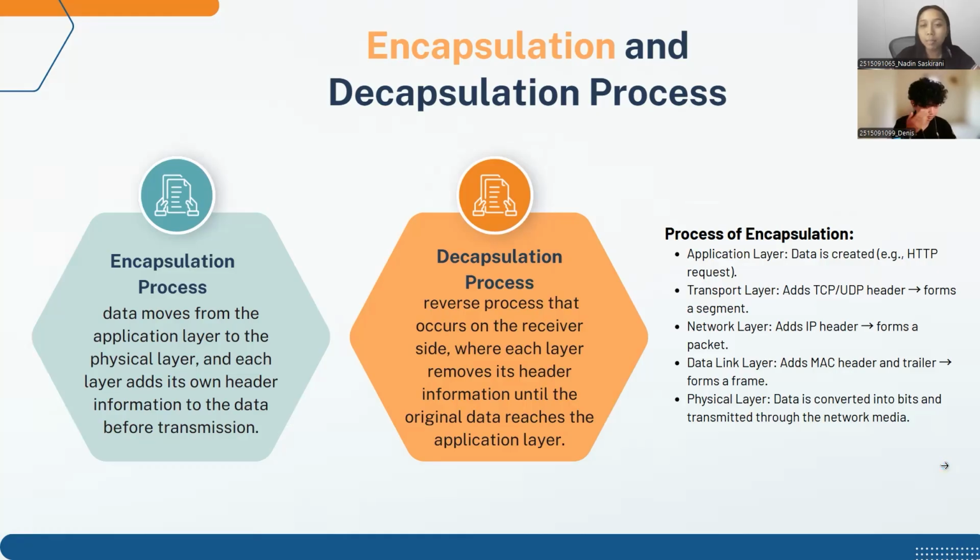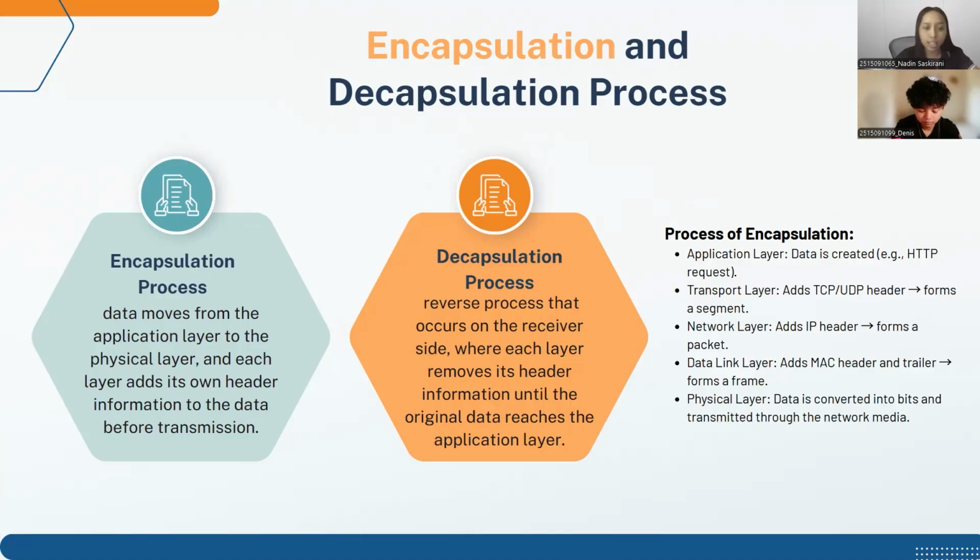Next, I'm going to explain the encapsulation and decapsulation process. In computer networks, data is transmitted through a process called encapsulation and decapsulation as it passes through the layers of the OSI model. The encapsulation process is where data moves from the application layer to the physical layer, and each layer adds its own header information to the data before transmission. The decapsulation process is the reverse process that occurs on the receiver side, where each layer removes its header information until the original data reaches the application layer.